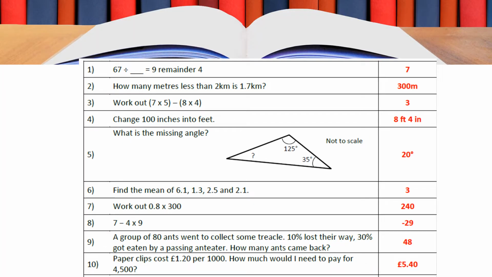So here are the answers to your questions today. Hope you got on all right with those, including number 6, which I gave you a little clue with. If you look at number 8, in case that one puzzled you a little bit, remember that if you use BIDMAS, you have to start with your multiplying and do that before you do your subtraction. So you need to do the 4 times 9 first, and then you do 7 take away your answer to 4 times 9, hence you had a negative number as your answer.